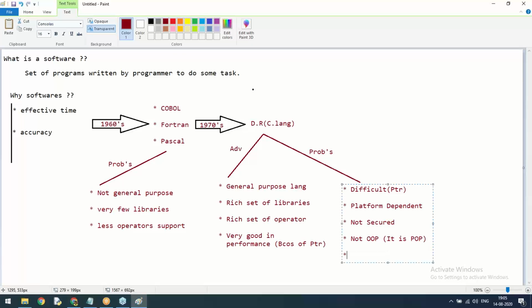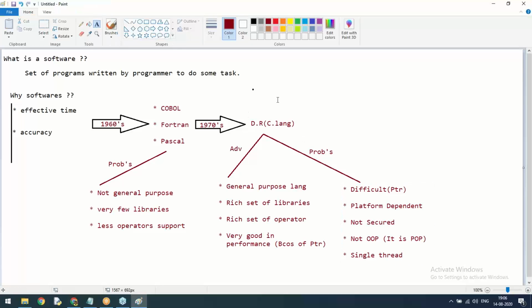And the next problem is that it is single thread. You don't have multi-threads in C. And it is not secure, it is not object-oriented, it is platform-dependent, it is difficult. All these are some problems of the C language.